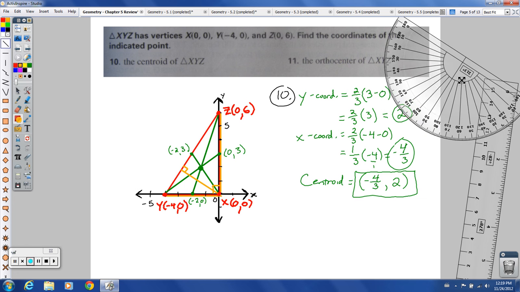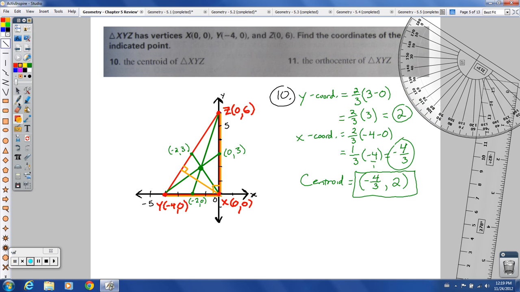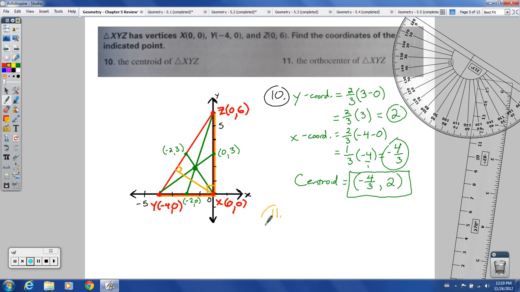So where is the orthocenter? This one's a bit easier to figure out. Orthocenter is right here. So right where they all meet. So orthocenter is at 0, 0.